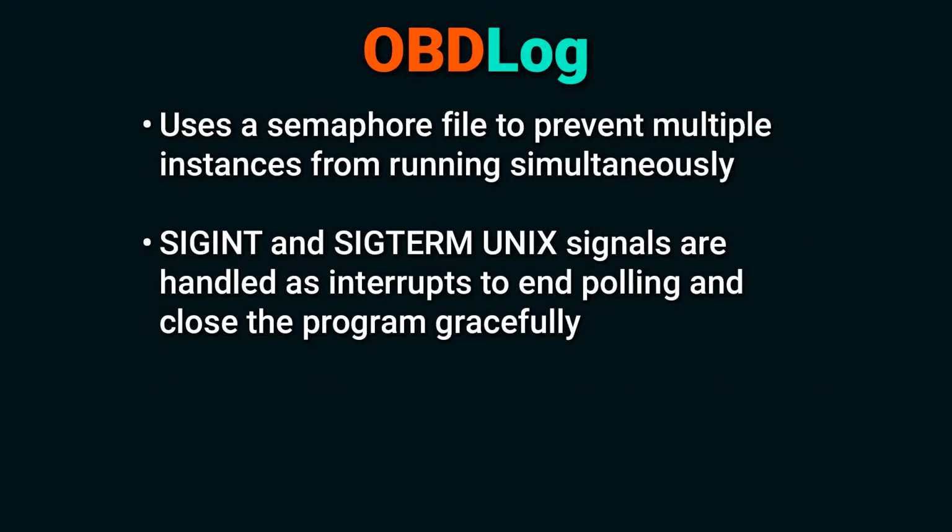Since multiple instances of OBDlog communicating with one UART would result in destructive behavior, a semaphore file is checked when the program runs. If the file already exists, the new OBDlog instance sends an interrupt to the previous instance. The previous instance can then close gracefully and the new instance can proceed.